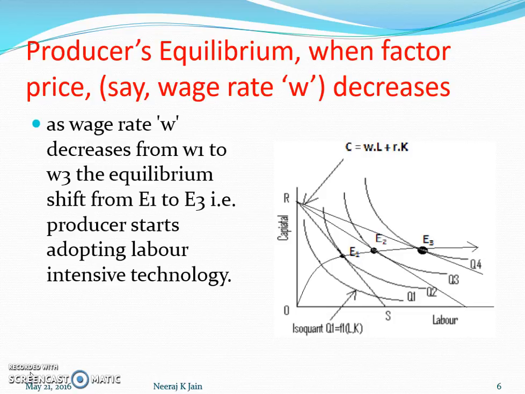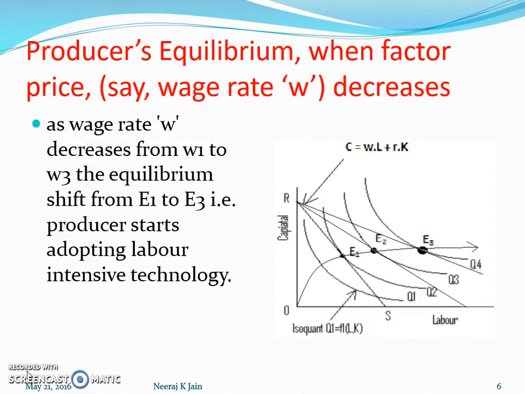Technology is supposed to be the specific combination of labor and capital. At point E2 we are using a labor intensive technology, because at E2 the ratio of labor to the capital is much more than that of on E1. The locus of this equilibrium point is termed as the expansion path for the producer's equilibrium. That means when his factor combination, the technology changes, he will pass through this way while he is engaged in the production process.